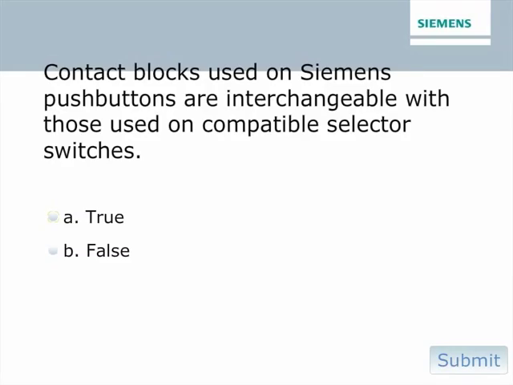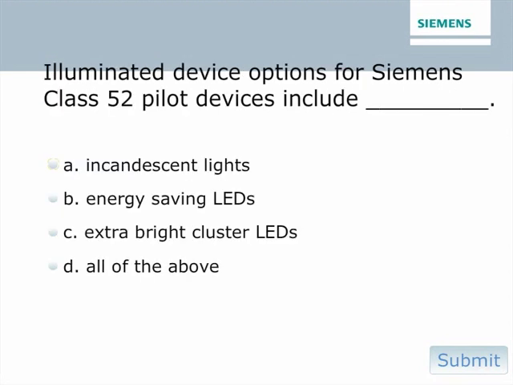Question 3. Contact blocks used on Siemens push buttons are interchangeable with those used on compatible selector switches. Is it A, true, or B, false? Question 4. Illuminated device options for Siemens Class 52 pilot devices include A, incandescent lights, B, energy-saving LEDs, C, extra bright cluster LEDs, or D, all of the above.